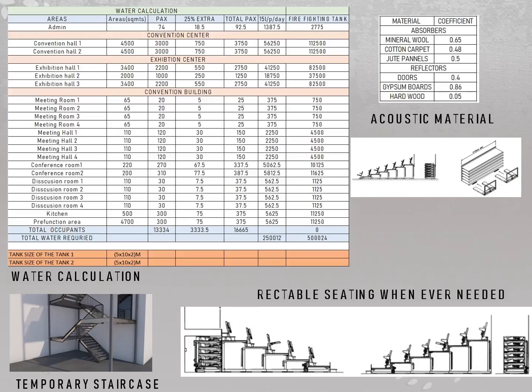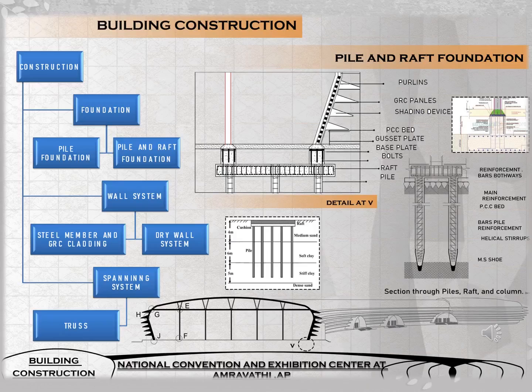Construction. Building construction has been adopted into 3 parts. For the foundation, we have adopted pile foundation and pile plus rock foundation. In the wall system, we have used steel members, purlins, and GRC panels, and drywall system. For spanning, we have used truss. The detail at V clearly shows the joinery for truss and the pile foundation, and the reference images have been attached.